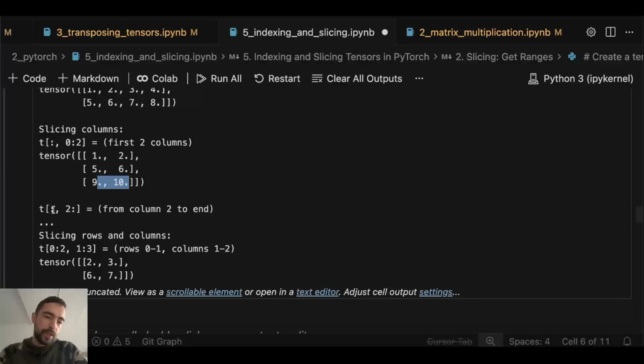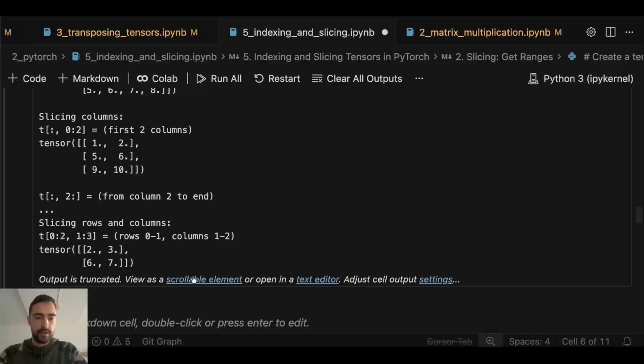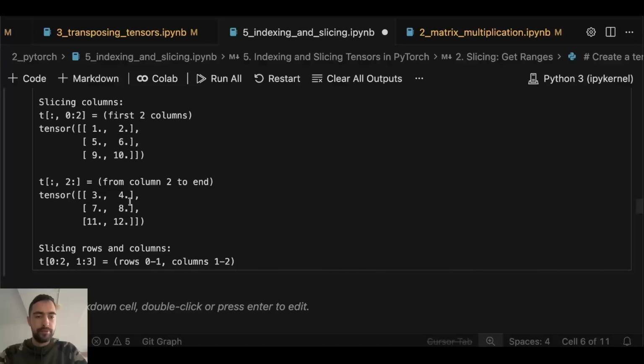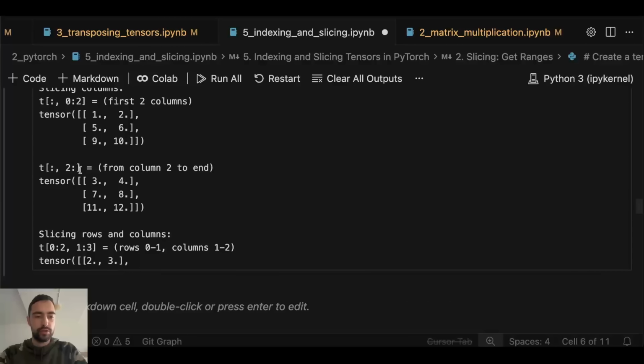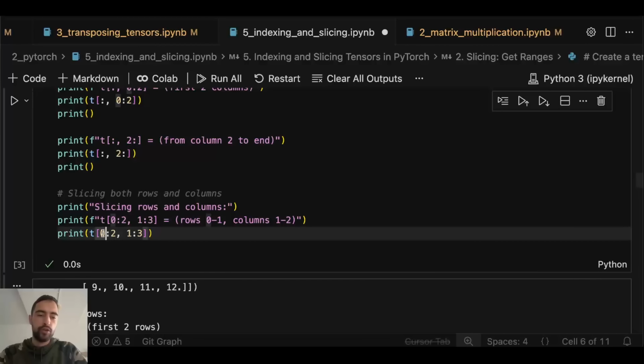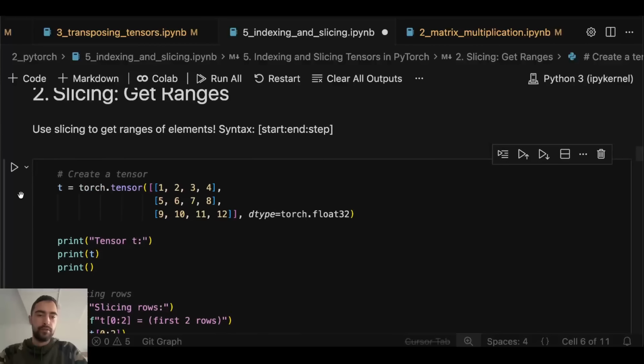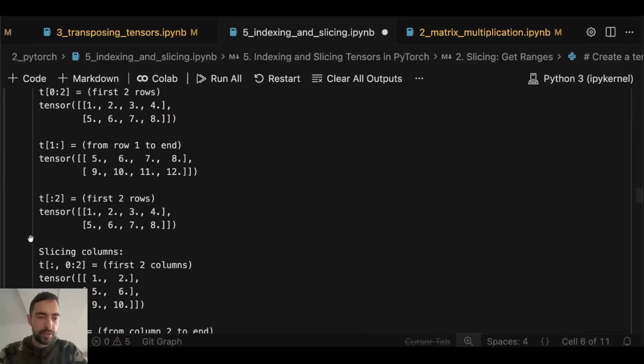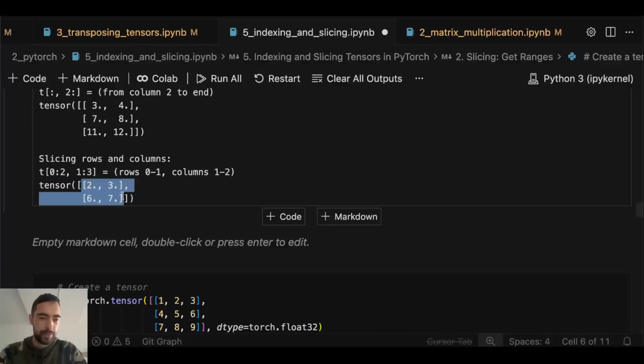We can also get all of the rows and columns from 2 until the end. That's going to give 3, 4, 7, yeah, that's it. So from 2, including 2, to the end columns. And you can also pick like this: from 0 to 2 excluding 2 rows, and from 1 to 3 columns, excluding 3. So this will just give you this middle matrix.